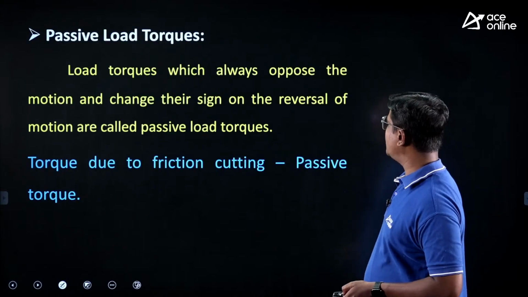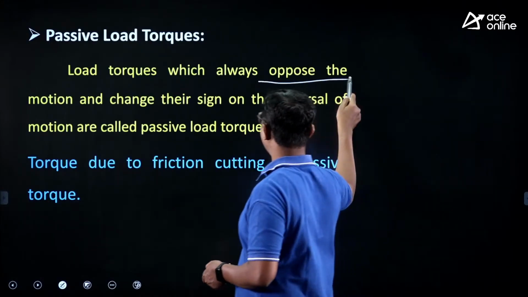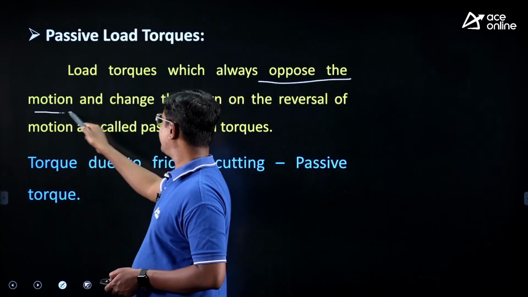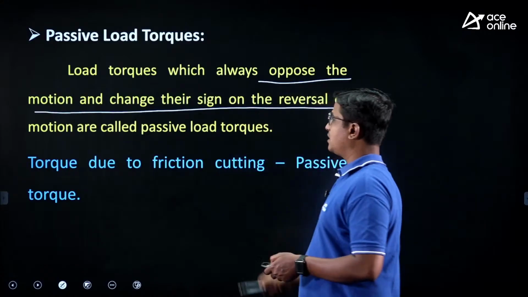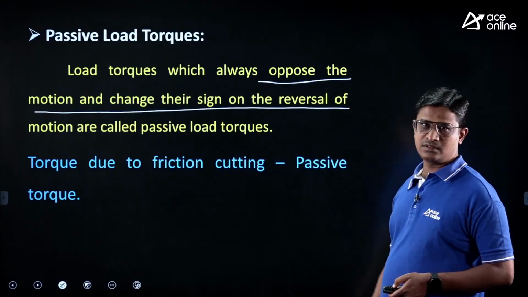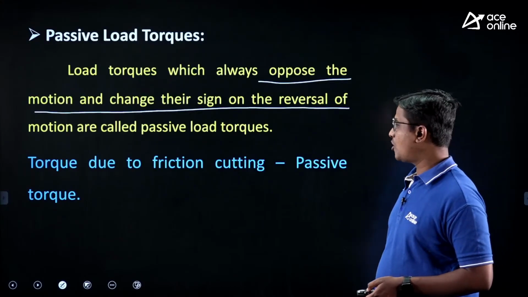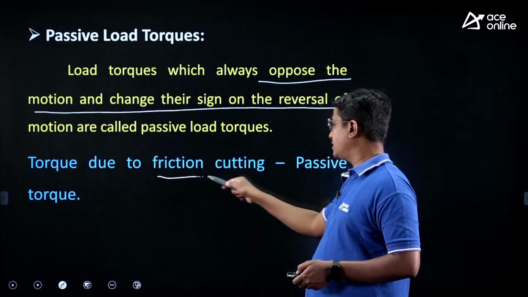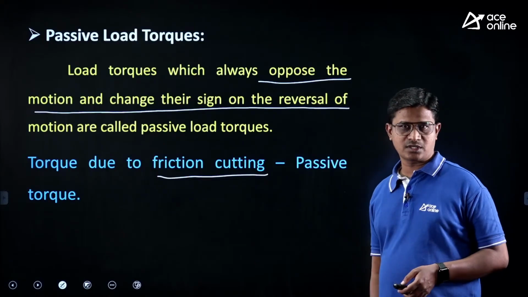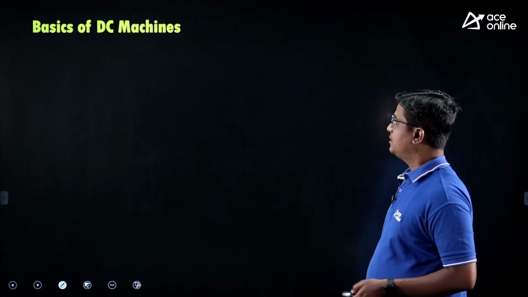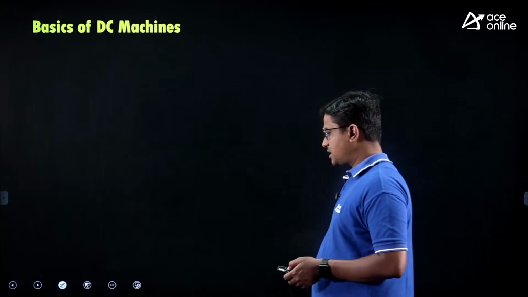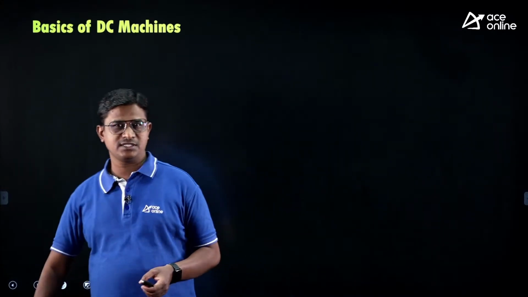Load torques which always oppose the motion and change their sign on the reversal of the motor are called the passive load torques. Torque due to friction comes under the passive load torques. Next, let us have some discussion on basics of DC machines.